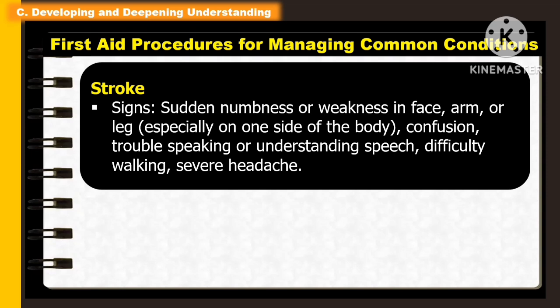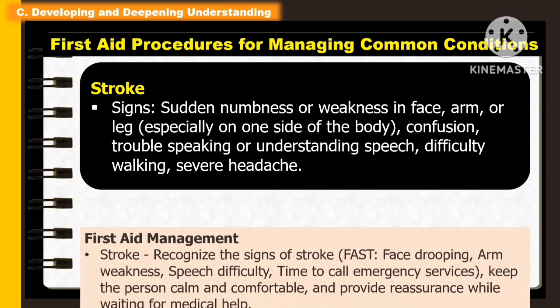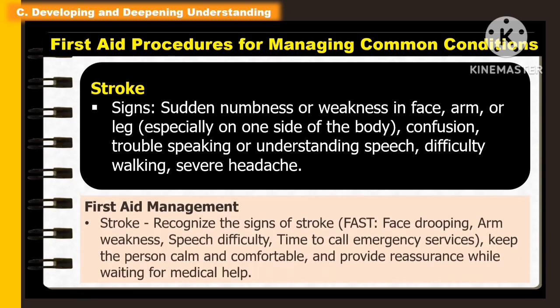Another first aid procedure is the stroke. So the following are the signs like sudden numbness or weakness in face, arm, or leg, especially on one side of the body, confusion, trouble speaking or understanding speech, difficulty walking, and severe headache. And for the first aid management, you need to recognize the signs of stroke such as face drooping, arm weakness, speech difficulty, time to call emergency services. So keep the person calm and comfortable and provide reassurance while waiting for medical help.